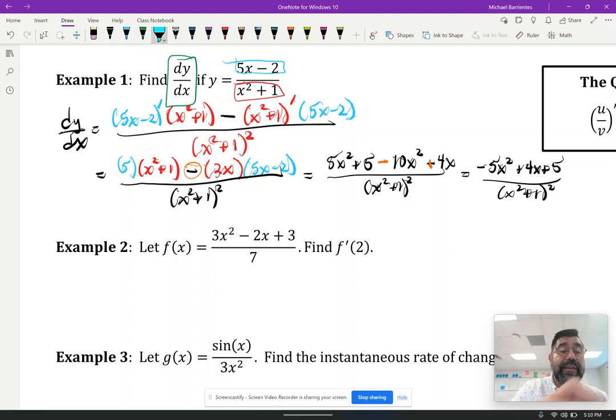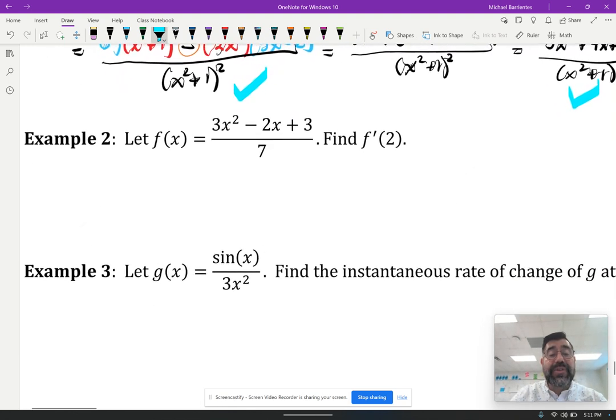Remember, this was an answer, not simplified. This is an answer a little bit more simplified. I would not try to factor out the quadratic unless you think it might cancel one of the x squared plus 1s, but I don't think it will, so I think we're good.